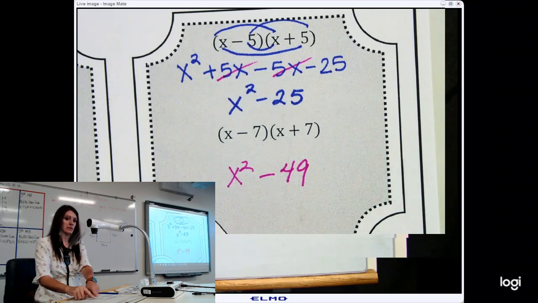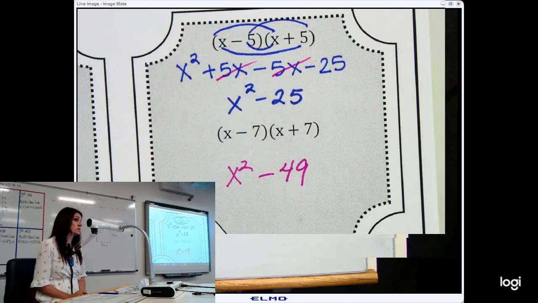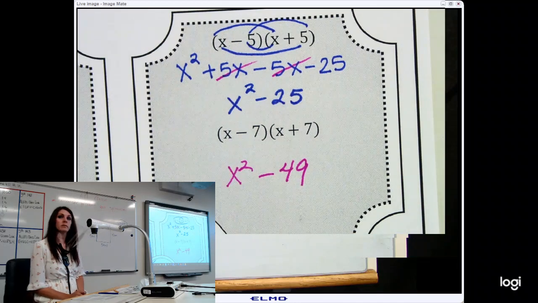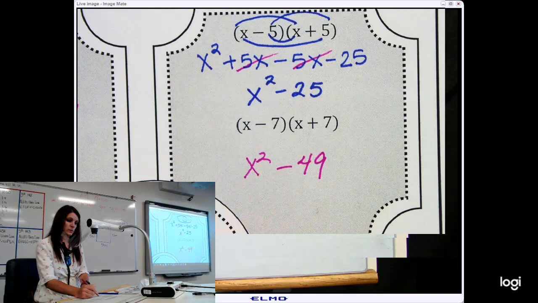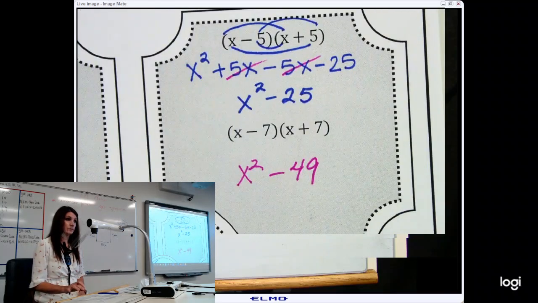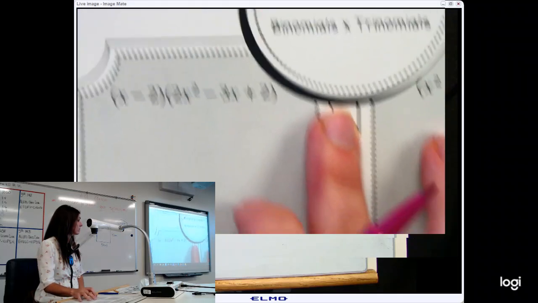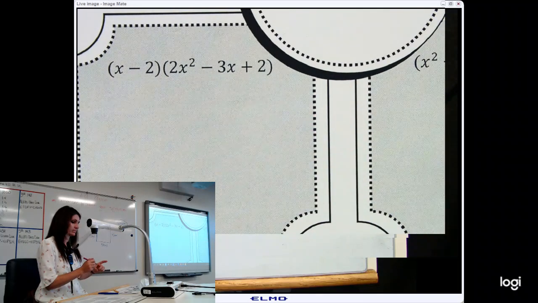Conjugates. Same thing, different signs. I like the shortcut. I probably won't do it with the class for a while, but that's a great thing to remember. Okay, can I move? How is this different than the problems we've been doing for the past couple of days?